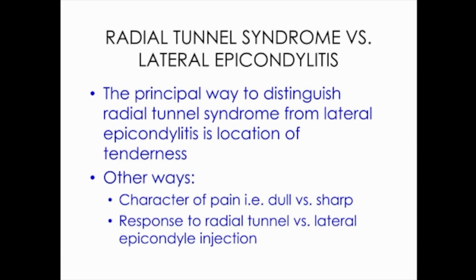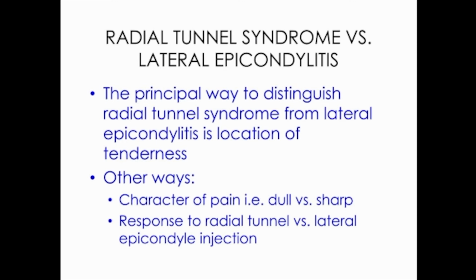So the principal differential diagnosis of radial tunnel syndrome is lateral epicondylitis. The principal way to distinguish between radial tunnel and lateral epicondylitis is the location of tenderness, i.e., there is not generally tenderness of the lateral epicondyle if the pain is from radial tunnel syndrome, and the converse is the case. The other way, and I mentioned this previously, is the character of the pain. The character of the pain in radial tunnel tends to be dull, whereas the character of the pain in lateral epicondylitis tends to be sharp.